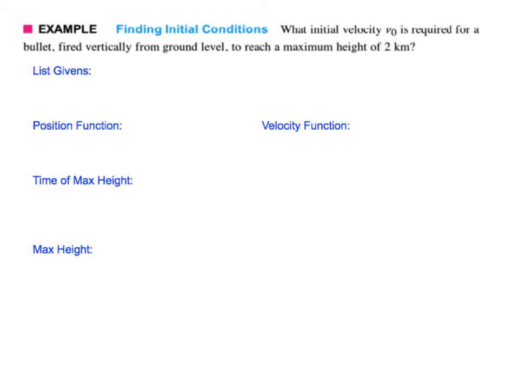Okay, last example for today. What initial velocity is required for a bullet fired vertically from ground level to reach a max height of 2 kilometers? We're going to change the 2 kilometers right away to 2,000 meters. So what initial velocity is our question here? It's fired vertically, ground level.